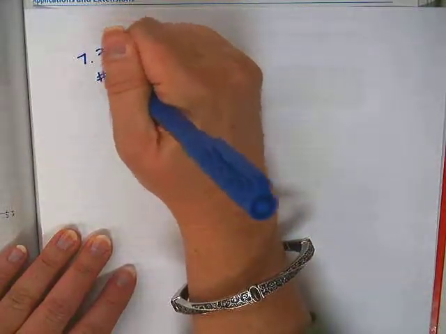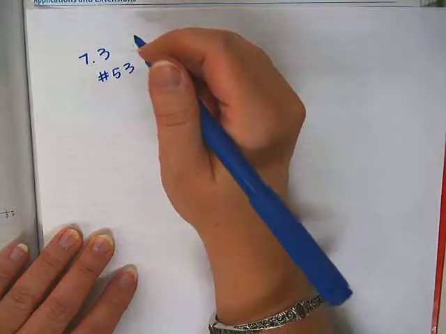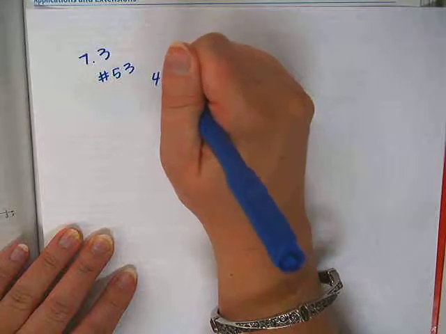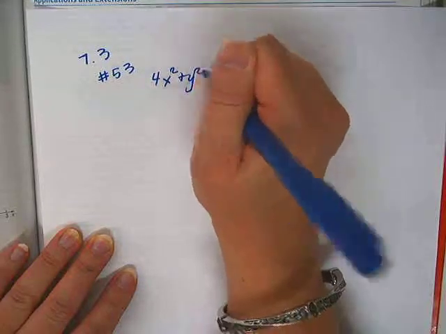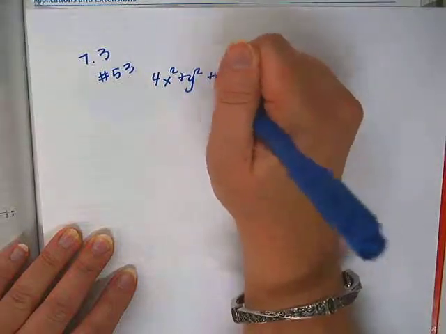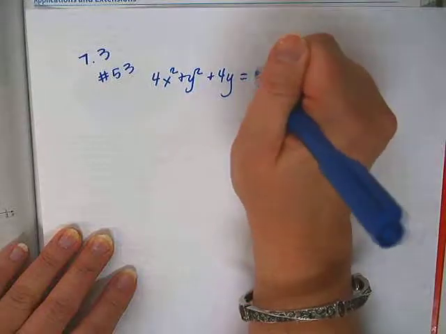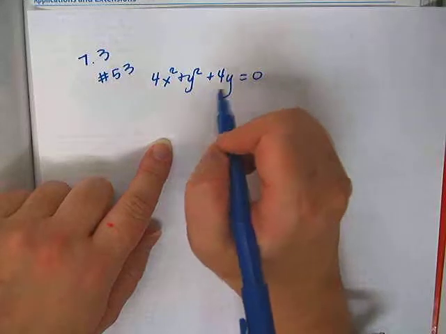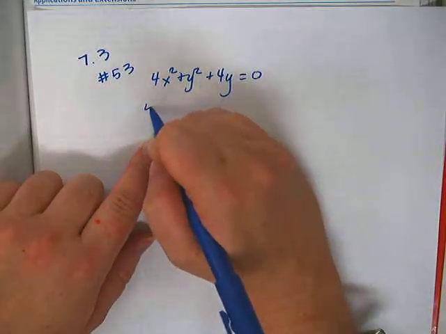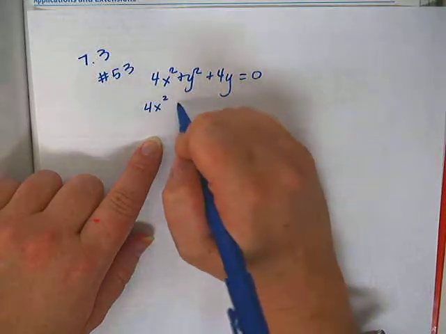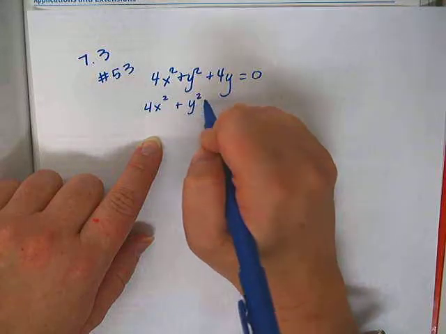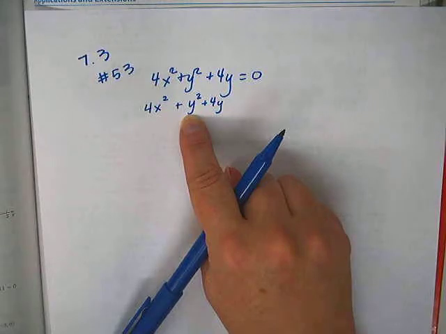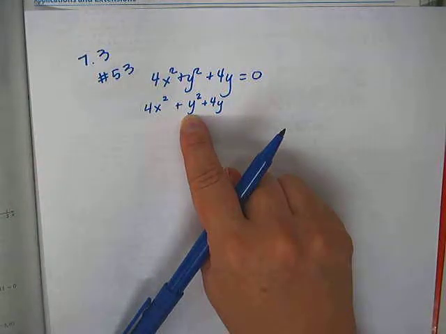7.3, number 53, says, analyze each equation, find its center, foci, vertices, and graph. Okay, so it looks like we're going to have to do some completing the square, but only on the y's. So we'll just set the 4x squared over there. And we've got the y squared plus 4y. Fortunately, there's no number in front of the y squared that we have to factor out, right?